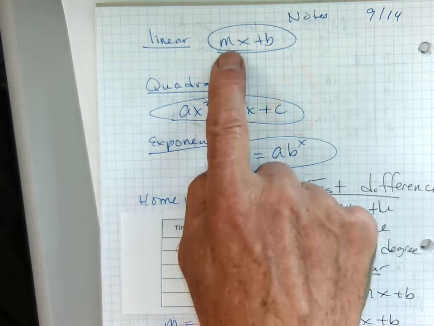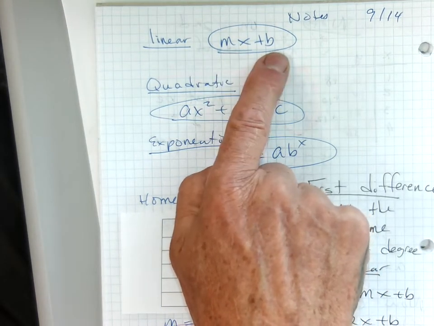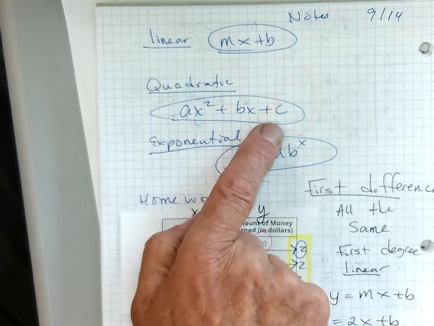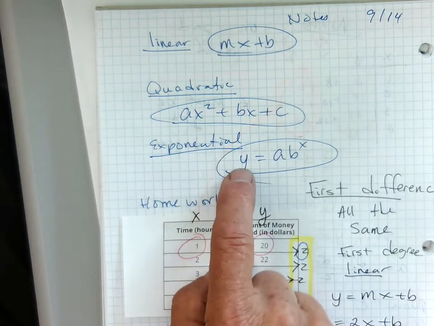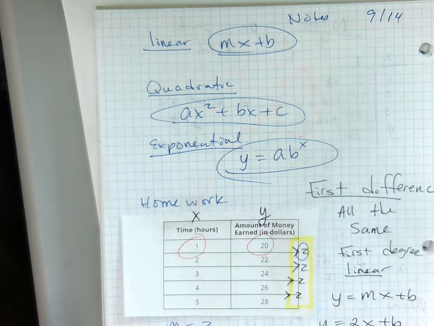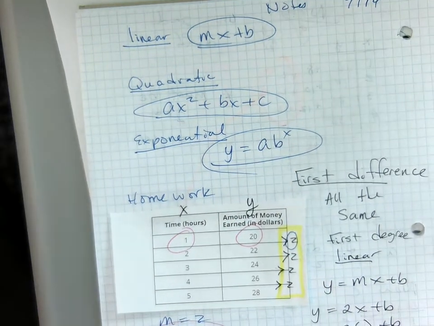If it's linear, y equals mx plus b, we know that. Quadratic, ax squared plus bx plus c. Exponential is y equals a times b to the x. So we've talked about that. So then, how do we know which one is which?